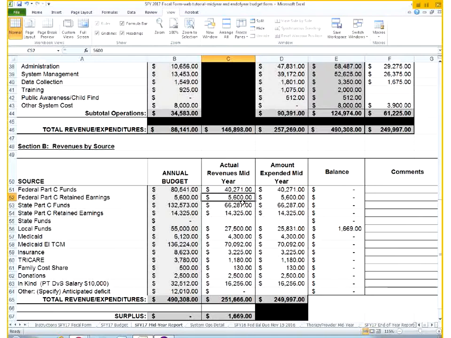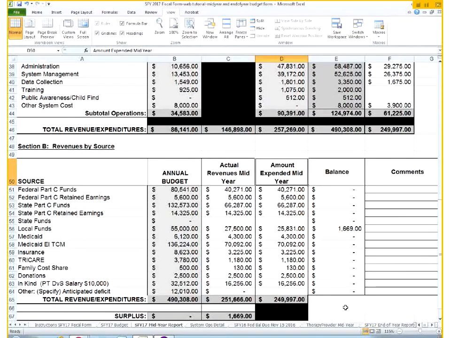So we're going to put in what money we actually received. Somebody told me they were going to give me this money. How much have they actually given you as of that 7/1 to 12/31 period? Then under amount expended mid-year, this is how much did you spend. So this is what they told us they were going to give us. This is what they actually have given us so far.